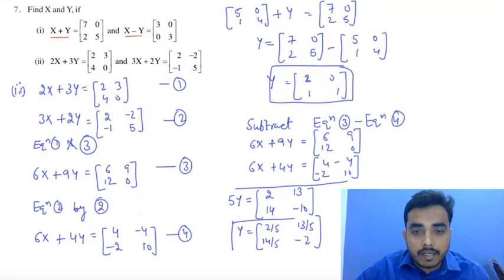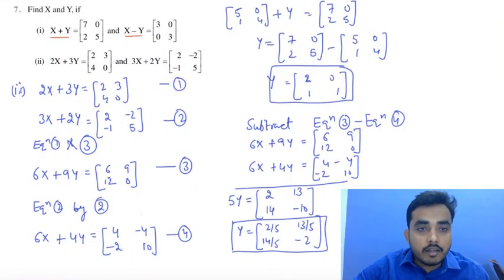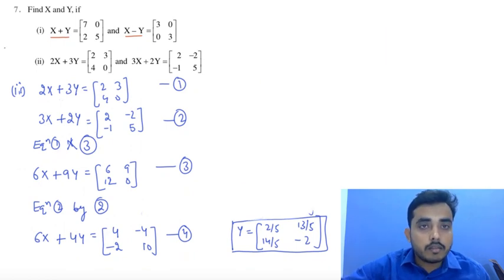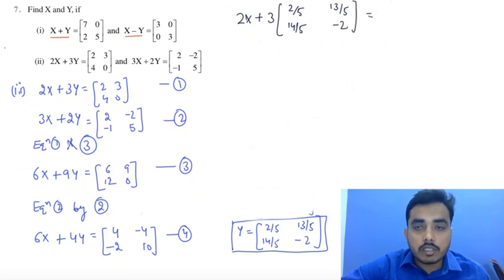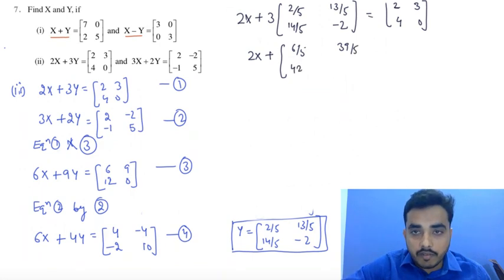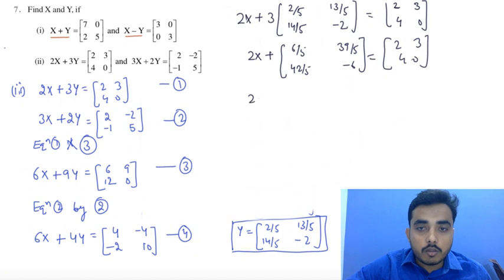Putting this value of y in equation number 1, we will get the value of x. Okay, so now let's do that. What we had is 2x plus 3 into 2 by 5, 13 by 5, 14 by 5, and minus 2, equals 2, 3, 4, and 0. So this is 2x plus 6 by 5, 39 by 5, 42 by 5, and minus 6. So 2x equals 2, 3, 4, 0 minus 6 by 5, 39 by 5, 42 by 5, minus 6.